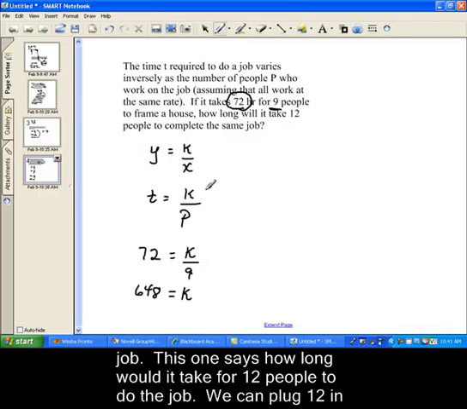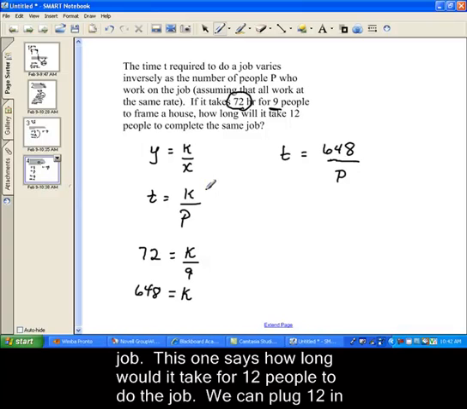This one says, how long will it take 12 people to complete the same job? This would be good for estimation purposes if you were actually the person doing the billing or someone called you and said, how long will it take you to frame my house? And you knew you had 12 people that you could hire to do the job. So let's plug this in.